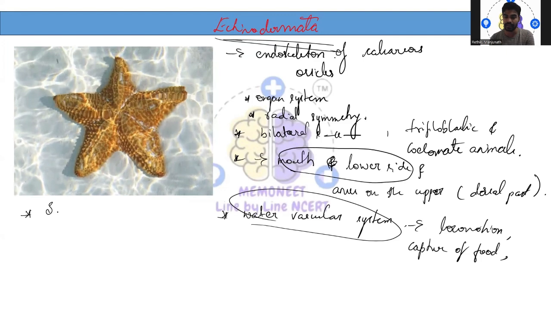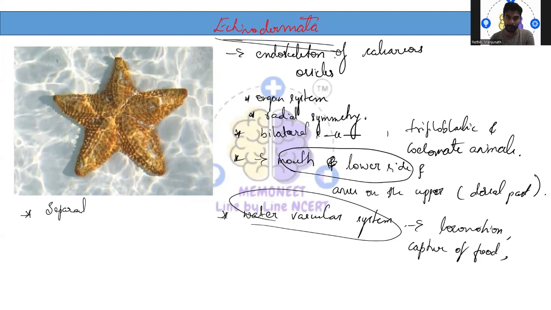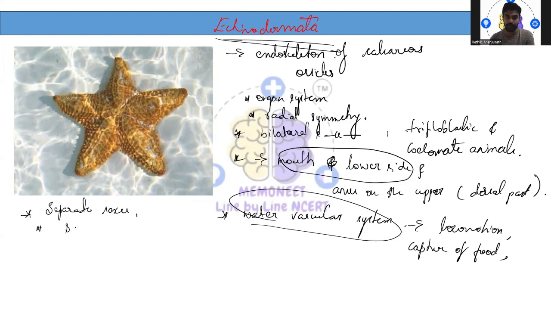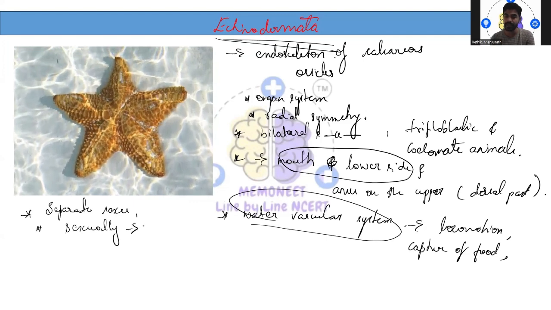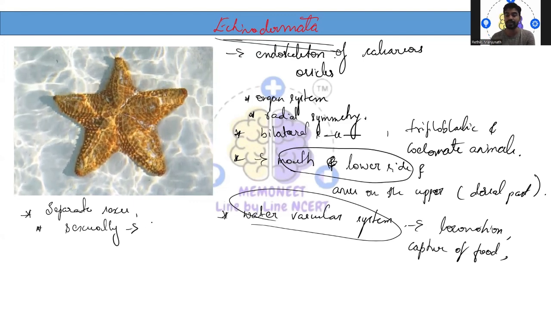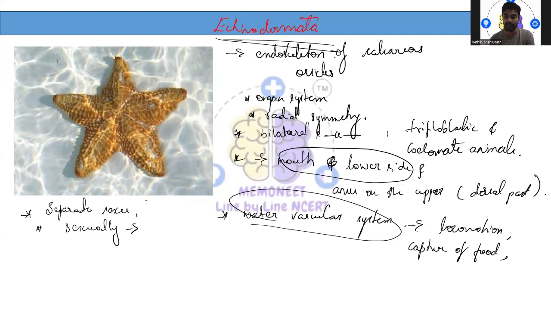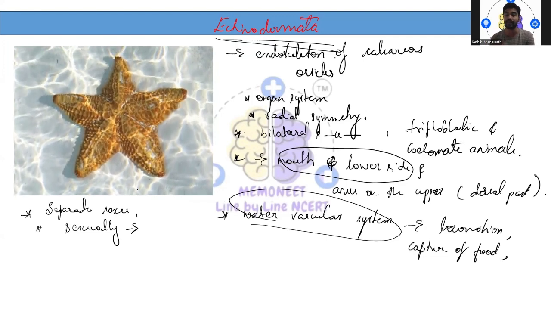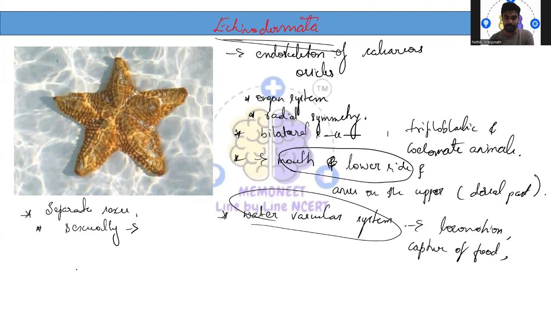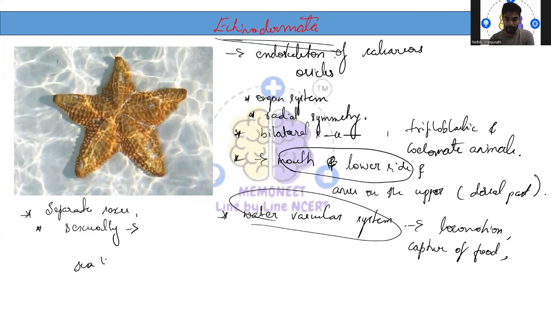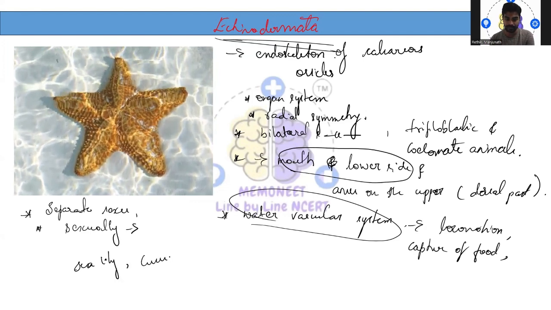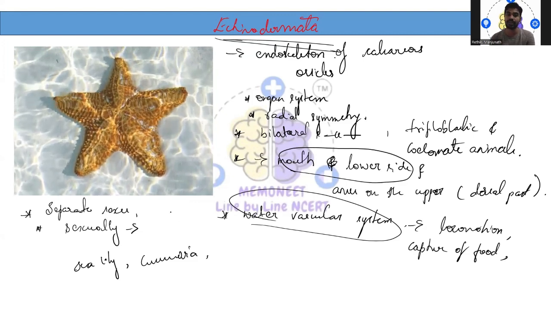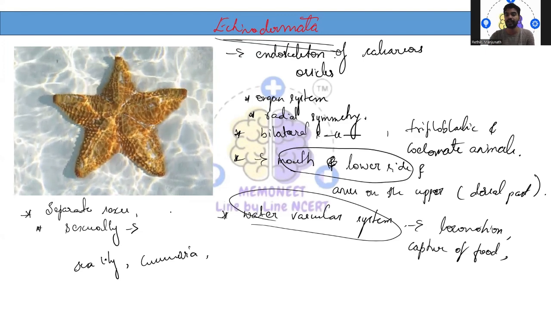The sexes are separate. They reproduce sexually, and fertilization is external. The development is indirect, with free swimming larvae. Examples are sea lily, Cucumaria, which is also called sea cucumber, and starfish, which are examples of Echinodermata.